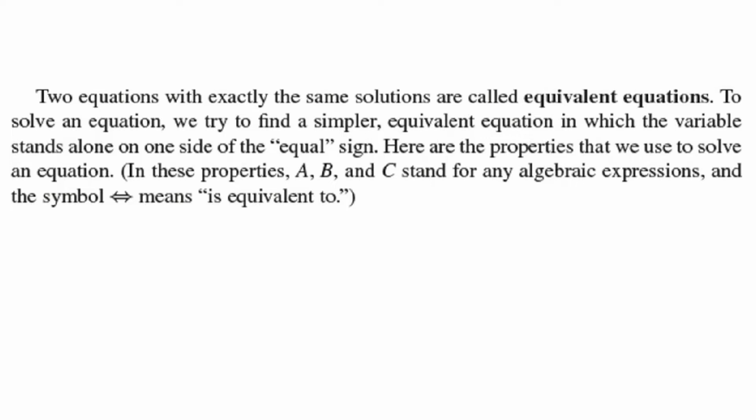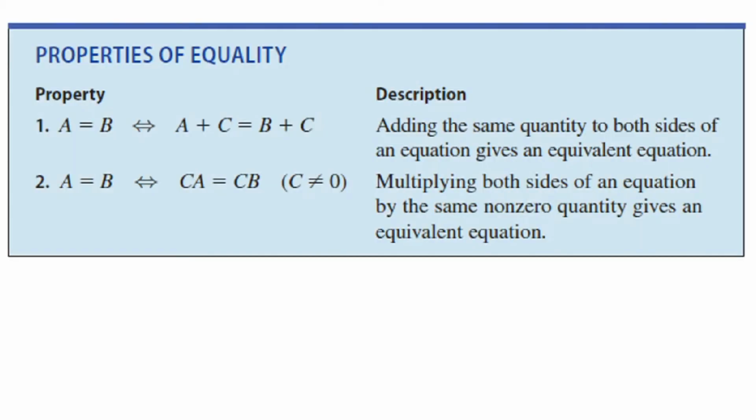Two equations with exactly the same solutions are called equivalent equations. To solve an equation, we try to find a simpler equivalent equation in which the variable stands alone on one side of the equal sign. Here are the properties that we use to solve an equation. In these properties, A, B, and C stand for algebraic expressions, and the double-headed arrow means is equivalent to. So these are the properties of equality.